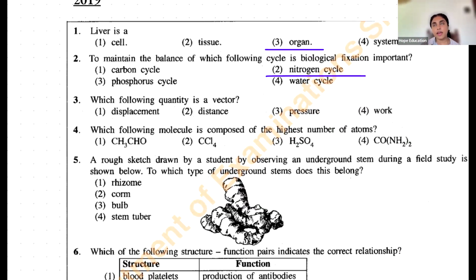Which of the following quantity is a vector? I think we discussed questions on scalar and vector that came in the previous 3 papers. Basically, a scalar is where we talk only about magnitude. Distance is a scalar, pressure is a scalar, work is a scalar, energy, time, mass, speed, what else? Power, they are all scalar quantities. A vector is where we talk about both magnitude and direction. So displacement, velocity, acceleration, force, weight, upthrust, they are all forces. Then what else? Momentum, they are all vectors. So displacement is the answer.